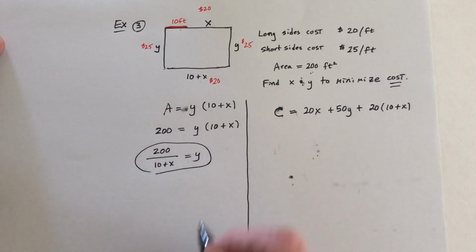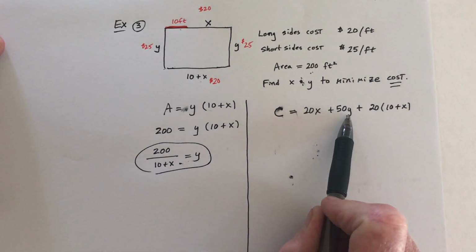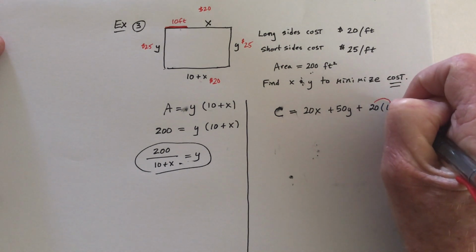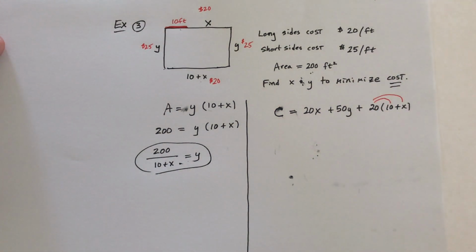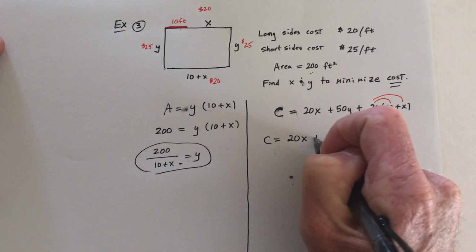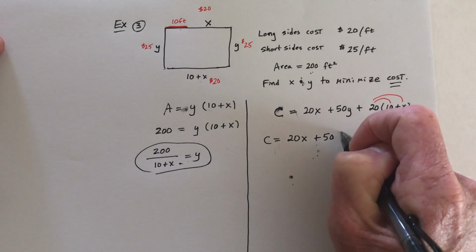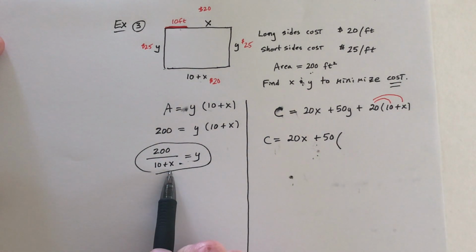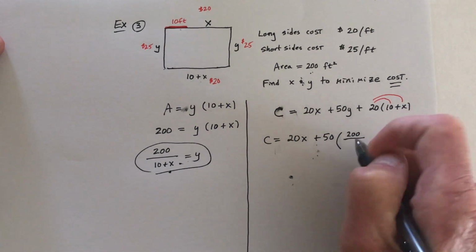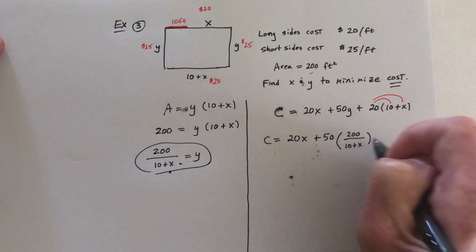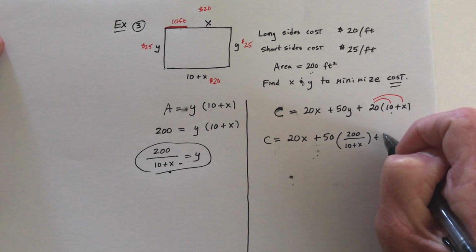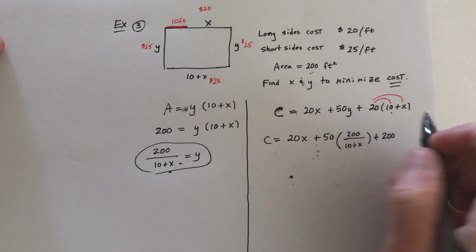And we went through all that work to find out what y equals. So that should be substituted right here. And in the same step, I'm going to go ahead and distribute this. So I would have that first 20x stay there, plus 50 times y, and now replace y with this 200 over 10 plus x. And then when I distribute, this is going to be 200 and then 20x.